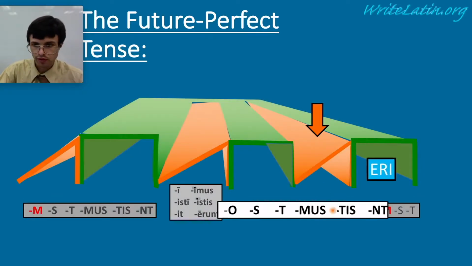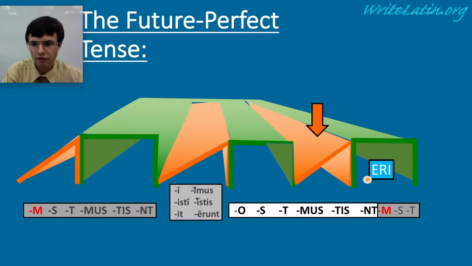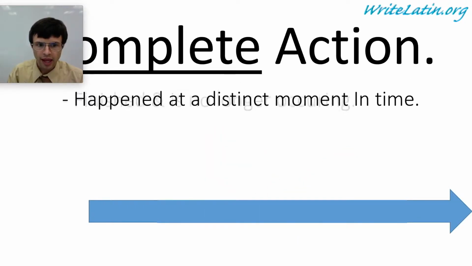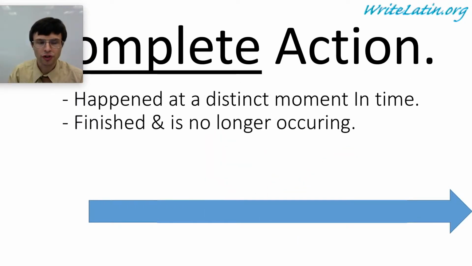So here is our future perfect. We said it will use ERI from the future, and it will put a prefix onto it, and that prefix will be the perfect stem. So ero, I will be, vocavero, I will be in a state of having called, or, more simply, I will have called. Of course, the future perfect will be a complete tense, not an incomplete one. So that means it happened at one point in time, and it is finished and no longer occurring at the time that the future finally occurs.